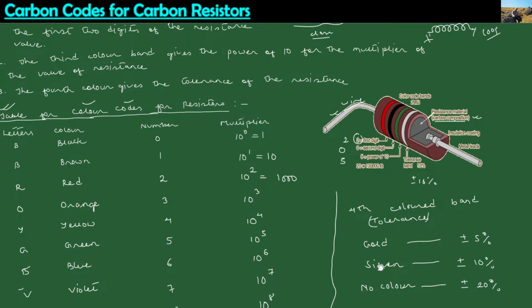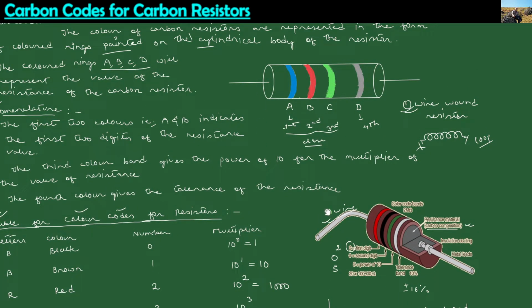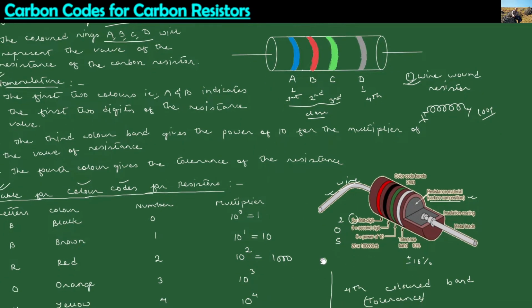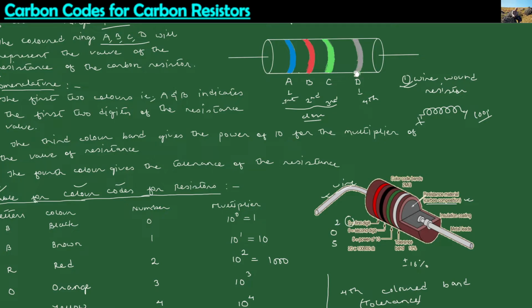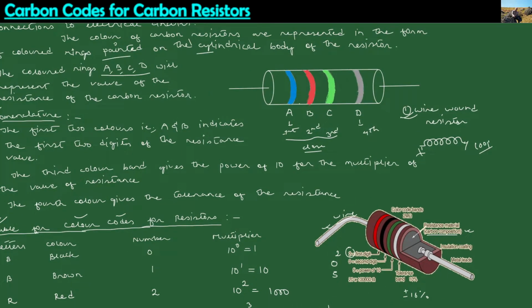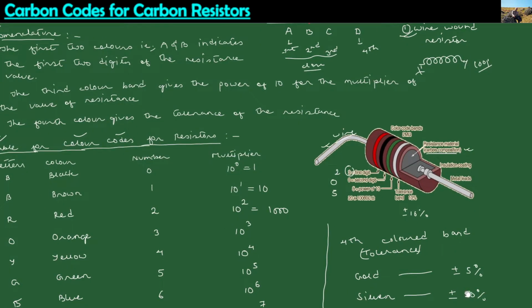So from here, let us try to calculate some examples from this color band. For instance, we want to find out the resistance of the first color band. We have blue, then red, then green, and the fourth color band is silver, not gray. If it is silver, the tolerance is plus minus 10 percent.